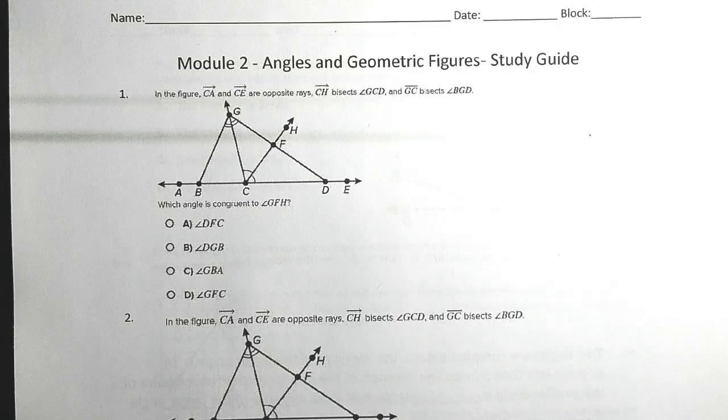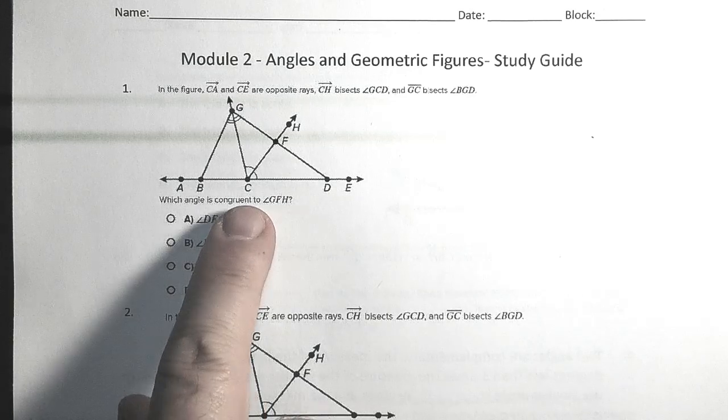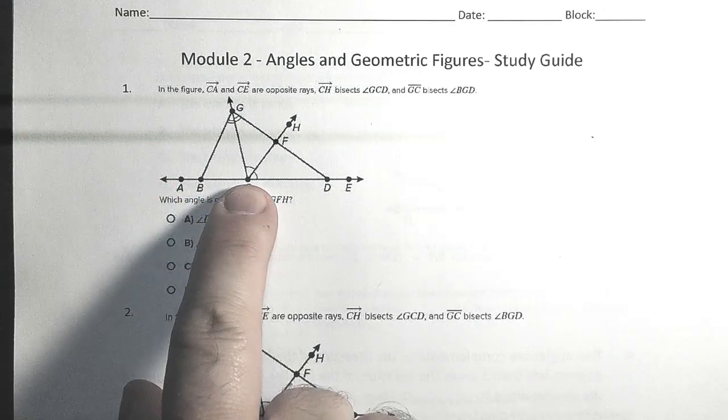Anyway, so Module 2 study guide. We're going to start with number 1. Let me grab a couple of different colors here. So in the figure, CA and CE are opposite rays. So CA goes this way, CE goes that way.